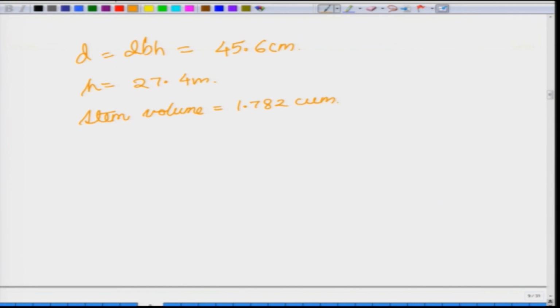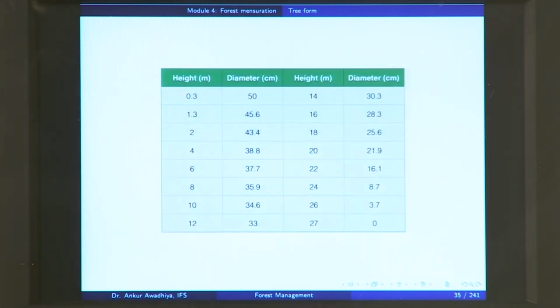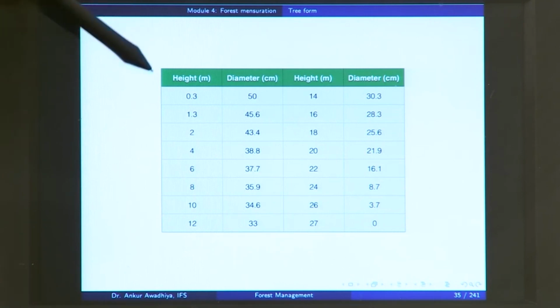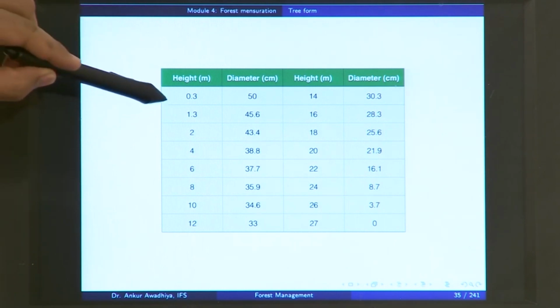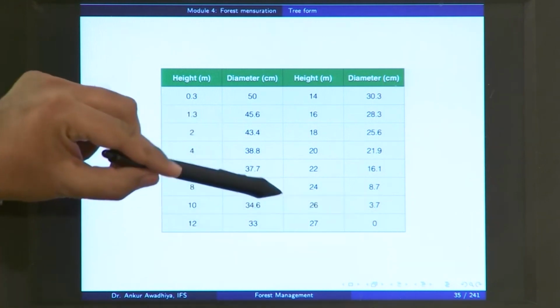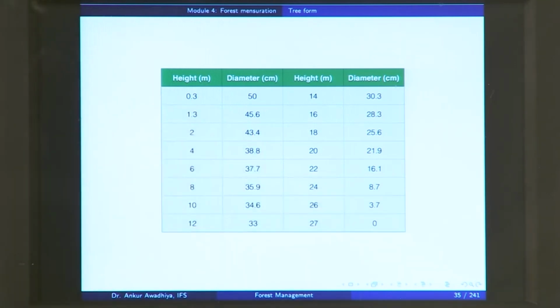Now, the bolt diameters at various heights are given, and we have to find out the true form quotient, the false form quotient, the true form factor and the false form factor. Now, in this case we are giving the height at different points and the diameter at those points. So, at a height of 0.3 meters you have a diameter of 50 centimeter. As you go up at 1.3 meters you have 45.6 centimeter and so on, and at the height of 27 meters you have diameter that is roughly equal to 0, because the height of your tree is 27.4 meters. So, how do you compute the form factors and the form quotients?